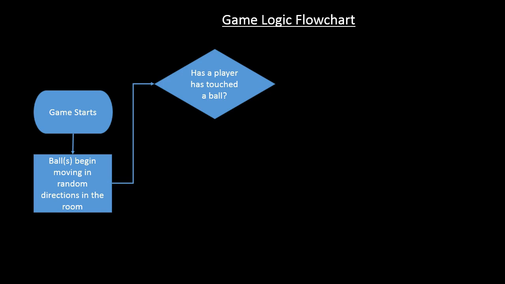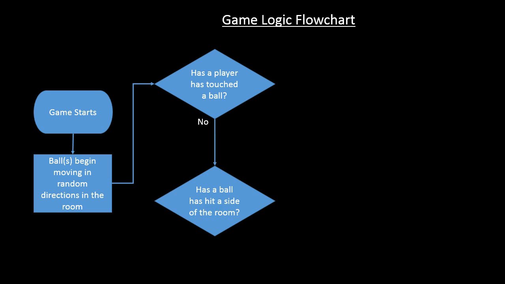Next, we have to determine, has the player touched the ball? If not, we have to check, has the ball hit the side of a room? If not, we go back to the beginning of, has the player touched a ball? In game design, this section of the flowchart is known as the game loop. It's an area of the game that will repeat over and over again until the game ends.